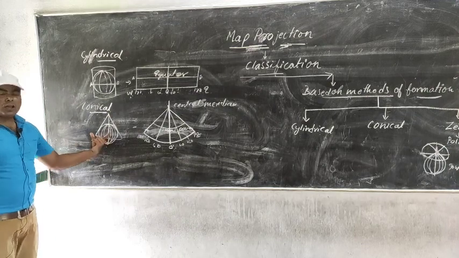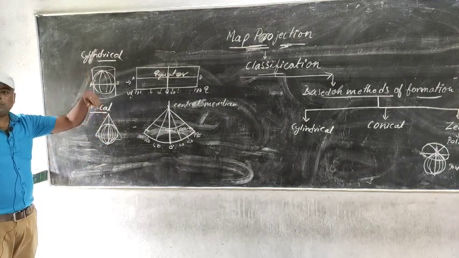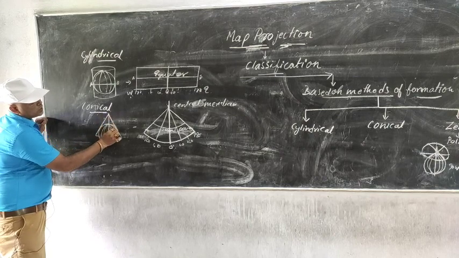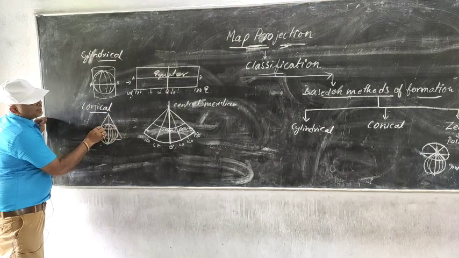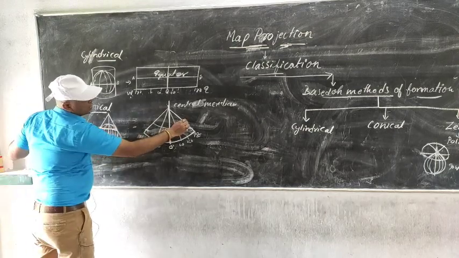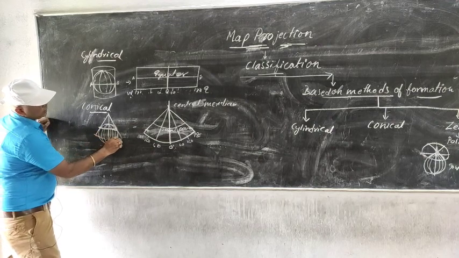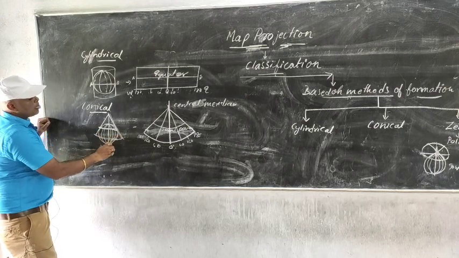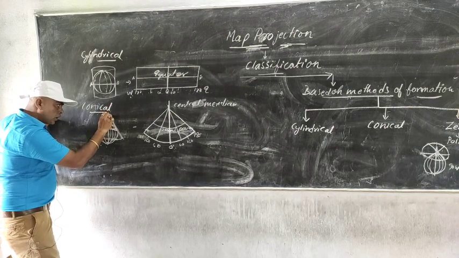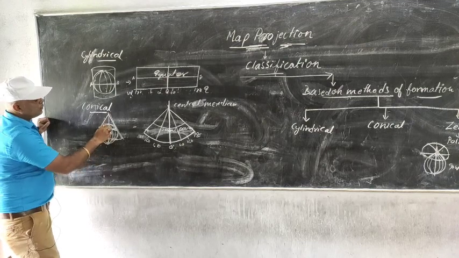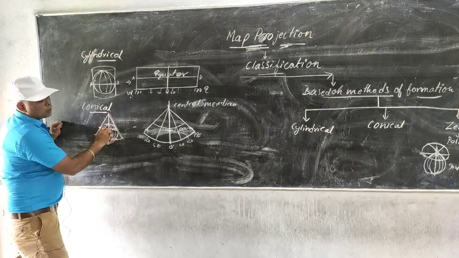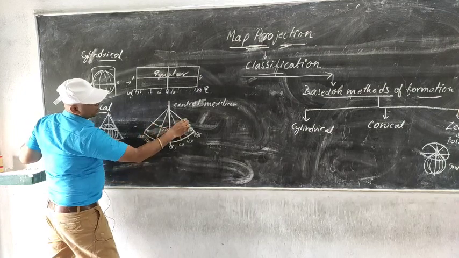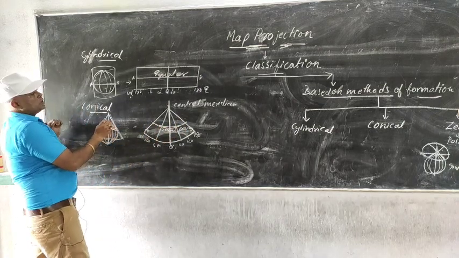Next one is conical. Suppose a cone is placed from the top of the globe, and we get a standard line wherever the cone touches it first. This will be named the standard parallel. The middle, where the vertex of the cone touches the middle meridian, will be the standard meridian or central meridian. When we draw this on paper, it will come like this: the central meridian, and the standard parallel which touches the cone at first. Is that clear? So this is conical projection.